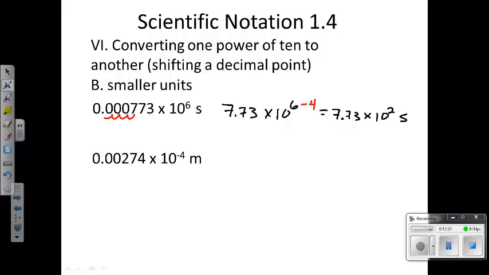And in another case, we want to have 2.74 times 10 to the minus 4th. And in order to get there, we have to move the decimal place to the right 3 places. So minus 4, minus 3, right? Moving to the right, so the exponent is going to have to decrease. And it's 2.74 times 10 to the minus 7. And meters. Okay.